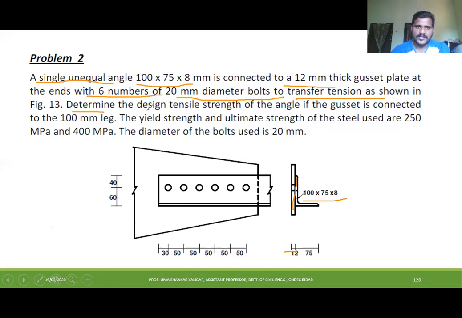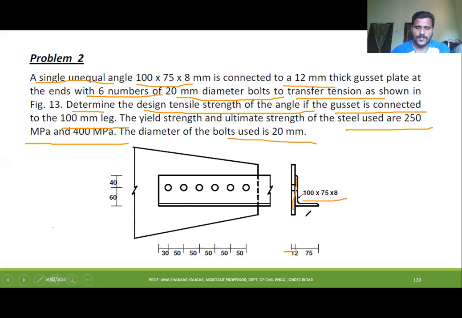Then determine the design tensile strength of the angle if the gusset is connected to the 100 mm leg. The yield strength and ultimate strength of steel used are 250 MPa and 400 MPa. The diameter of the bolt he has given is 20 mm. This is the data he has given.